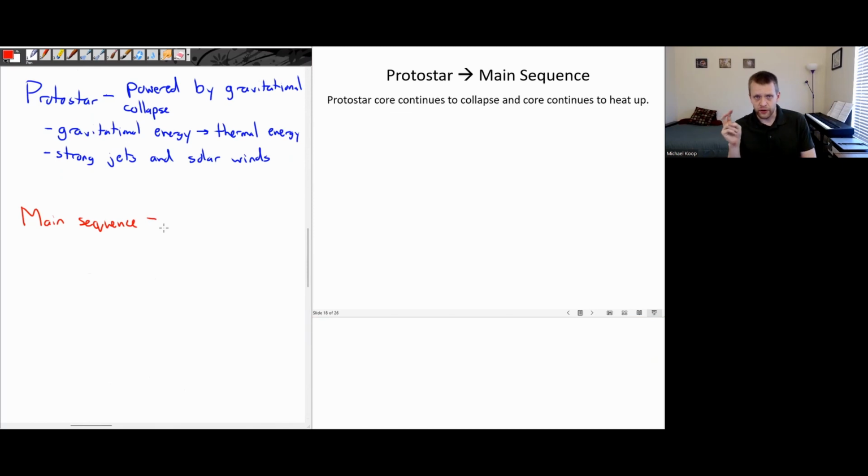Again, we said there are two key properties for a star to be a main sequence star. So pause the video for a second and see if you can remember what those two properties are. Main sequence stars are fusing hydrogen into helium in their core, and they are in gravitational equilibrium.